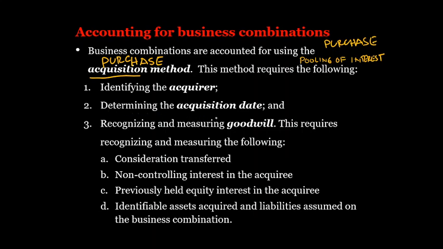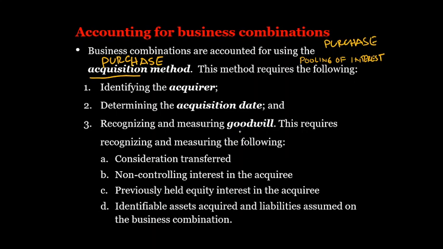Determining the acquisition date. The acquisition date also has to be identified, and this has something to do with control. Recognizing and measuring goodwill. By the way, under pooling of interest, you cannot determine the acquisition date because it's a very slow transition. And also in the pooling of interest method, there is no goodwill. Net assets will always be recorded at their book values.